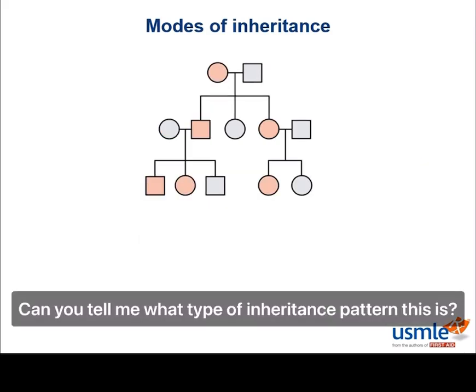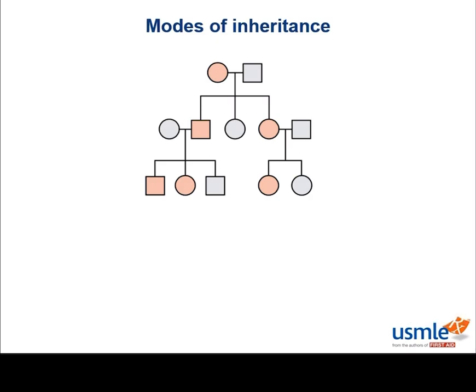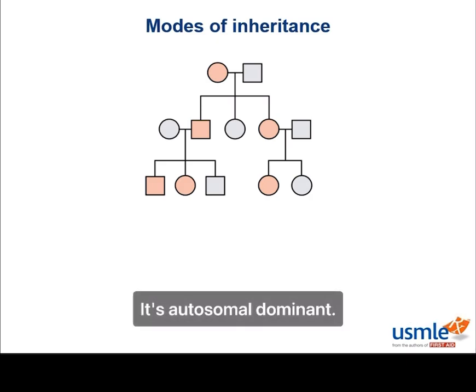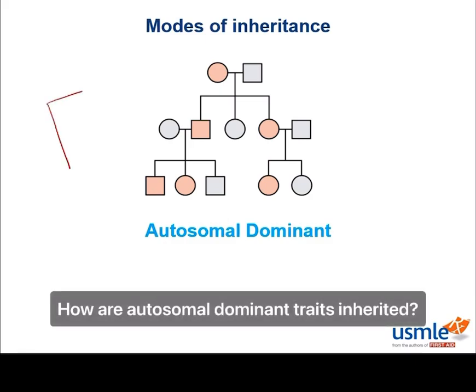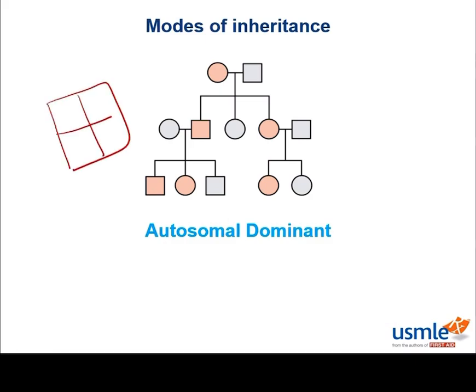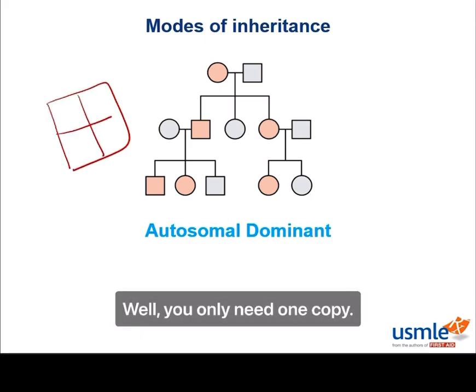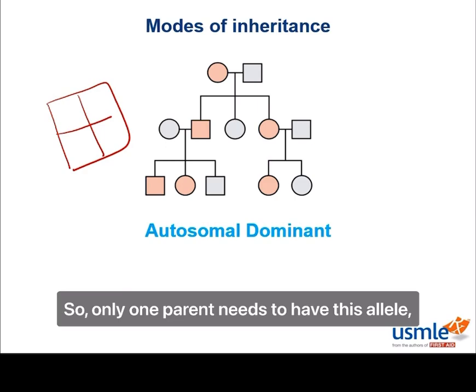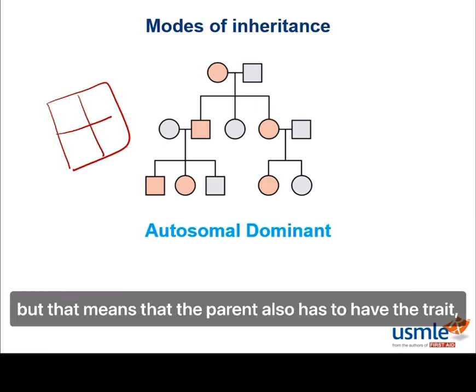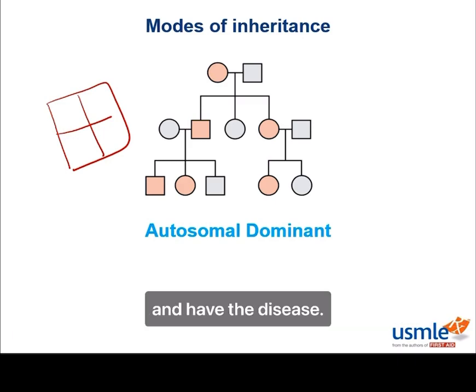Can you tell me what type of inheritance pattern this is? It's autosomal dominant. How are autosomal dominant traits inherited? Well, you only need one copy, so only one parent needs to have this allele, but that means that the parent also has to have the trait and have the disease.